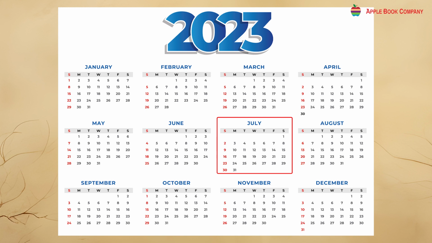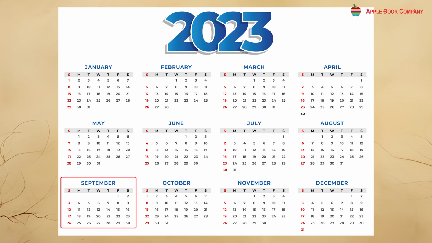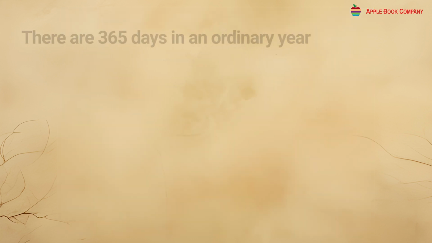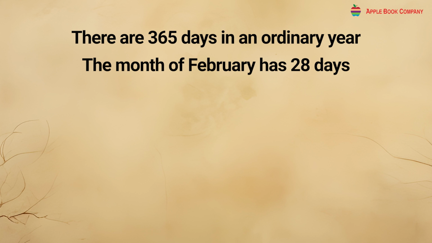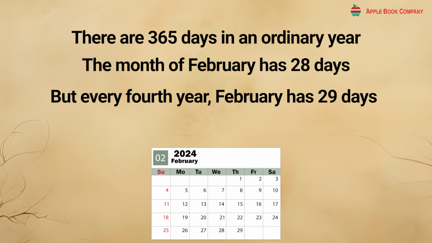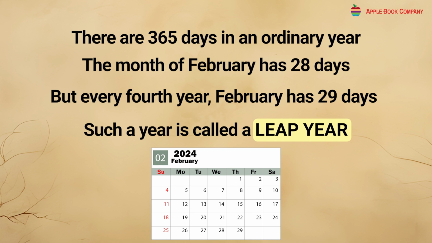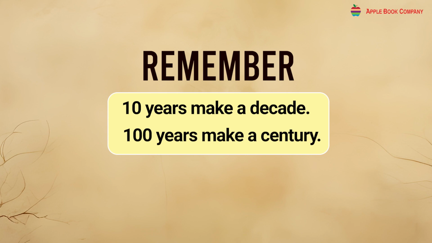July, with 31 days. August, with 31 days. September, with 30 days, October with 31 days, November with 30 days, December with 31 days. There are 365 days in an ordinary year, and the month of February has 28 days. But every fourth year, February has 29 days, and such a year is called a leap year. Remember, 10 years make a decade, 100 years make a century.